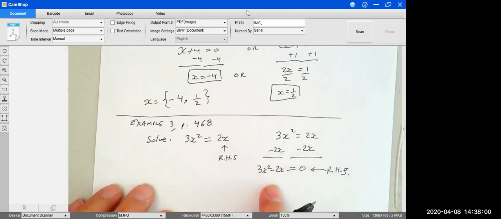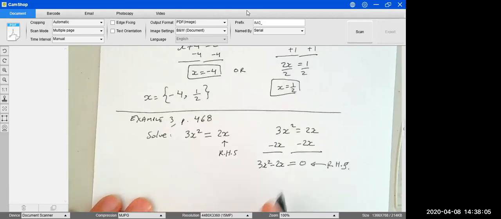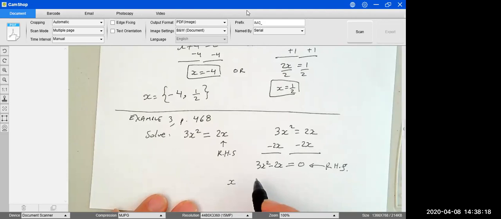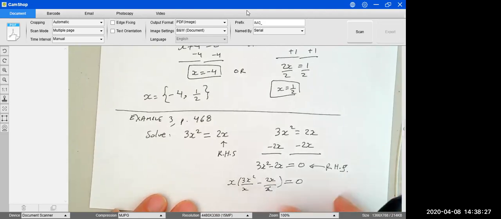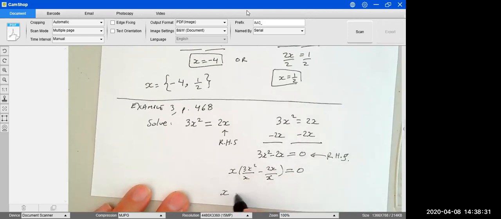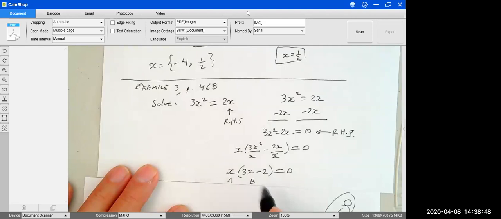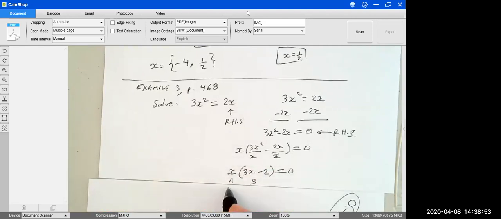So now I need to factor my left hand side. The first thing you check for a greatest common factor, remember the general factoring strategies. So what is the greatest common factor on the left hand side? It's gonna be just x, and you're gonna end up with 3x squared over x minus 2x over x equals to 0. So I'm doing now the factoring as a part of the equation. So I'm going to get x times 3x minus 2 equal to 0. So I have my factors now. So I have, this is a and this is b. So either a equals to 0, so one option is that x equal to 0. The other option is that 3x minus 2 equals to 0.